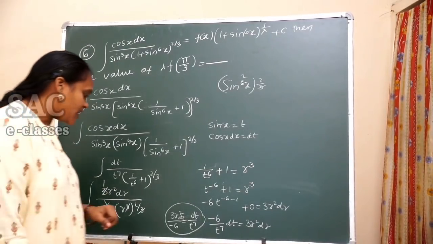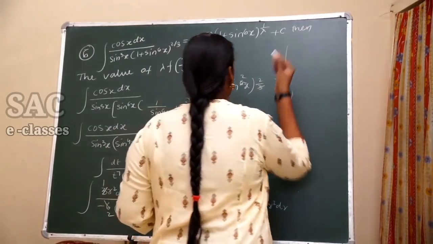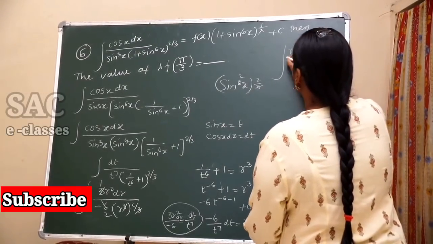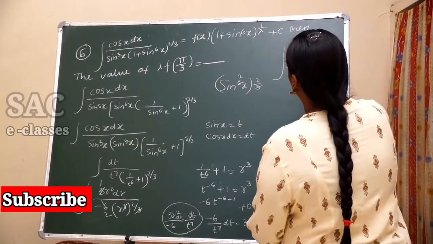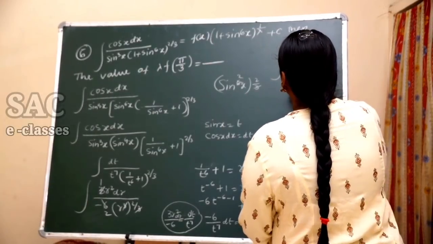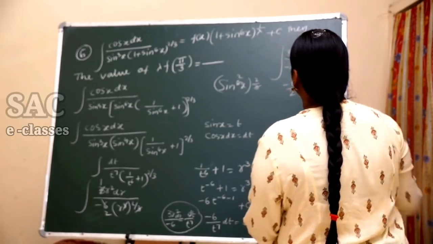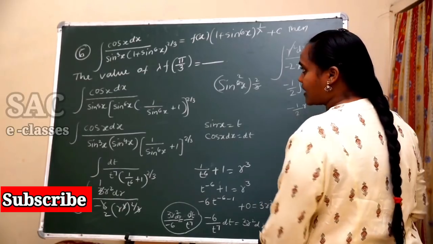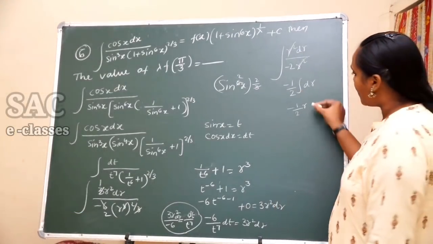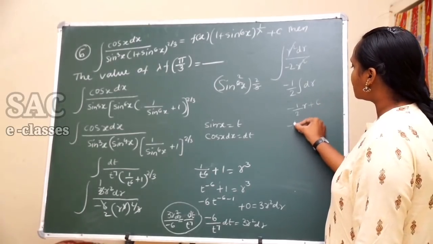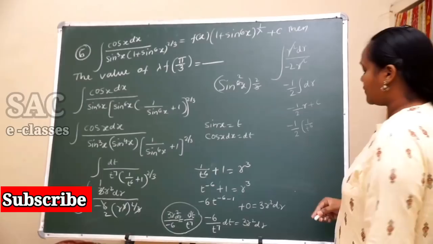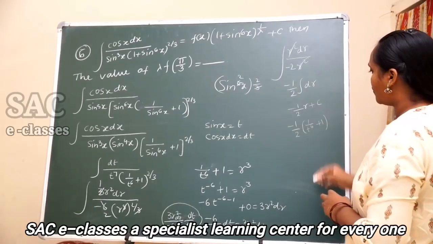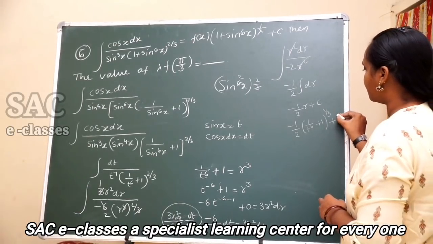Now just see what is left over. Integration of r square dr by minus 2 into r square, the r square cancels, minus 1 by 2 into dr is given, dr. So clearly minus 1 by 2 into r will be the result. Now what is meant by r here? It is 1 by t power 6 plus 1 whole power 1 by 3 plus c.